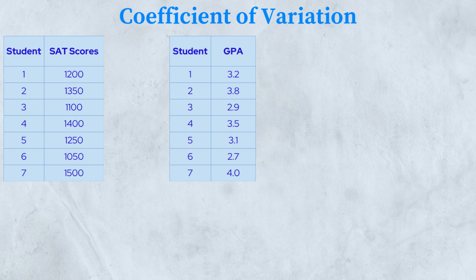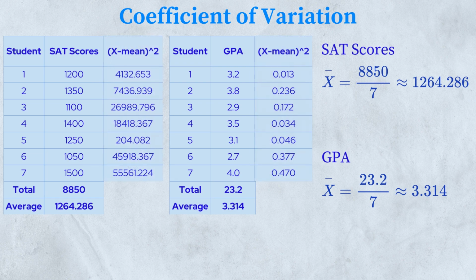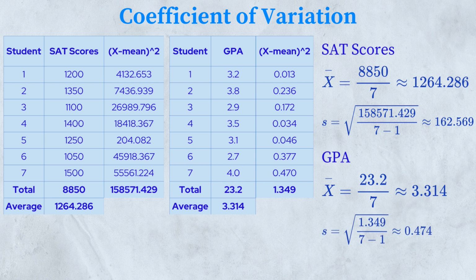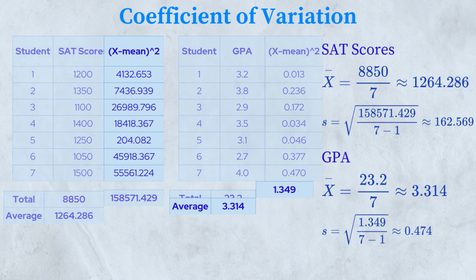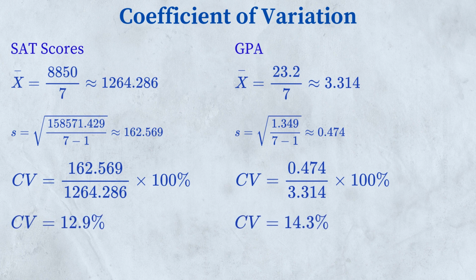To begin, calculate the mean for each variable by averaging the sample data. Then, use this mean to compute the sample standard deviation, which is the square root of the average squared deviation of the data values from their mean. Once these two values are determined for each variable, divide the sample standard deviation by its respective sample mean and multiply it by 100.